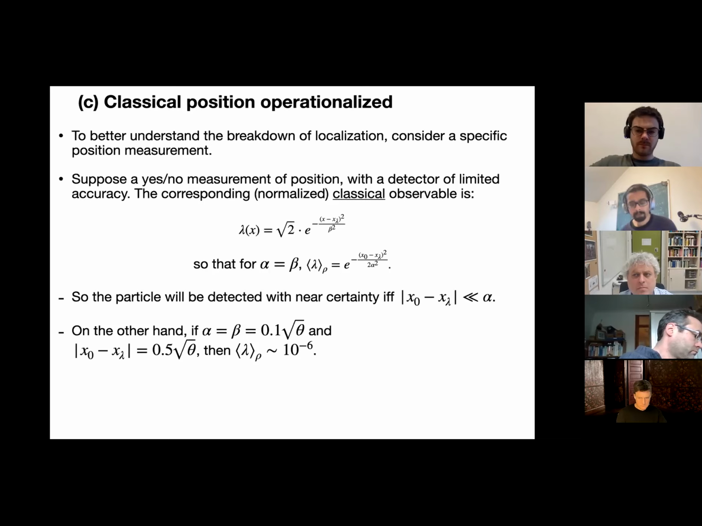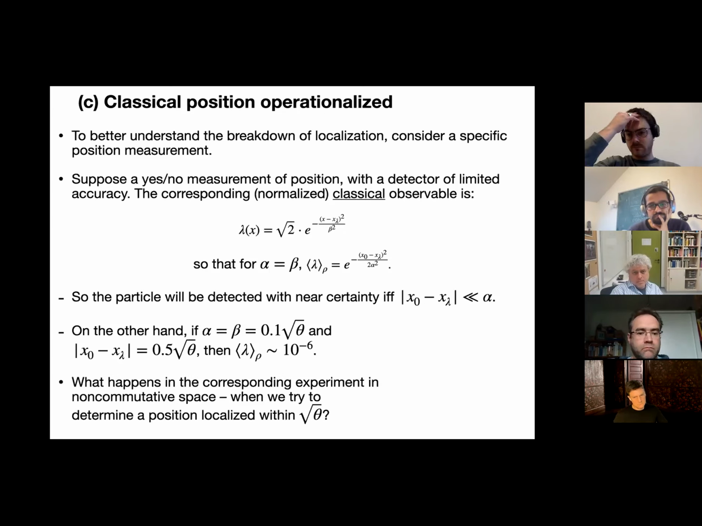So let's just say we have two particles that were localized to 1/10 of the non-commutation scale, and they're going to be placed 5 times that distance apart. So their Gaussians are hardly overlapping at all. They're 5 times further apart than they are wide. And then of course the expectation value is going to be really tiny, a really tiny number.